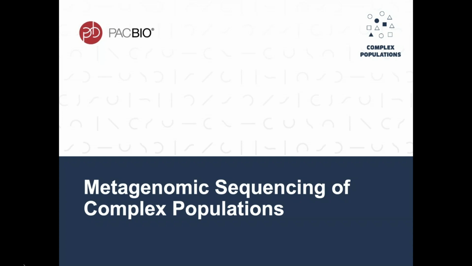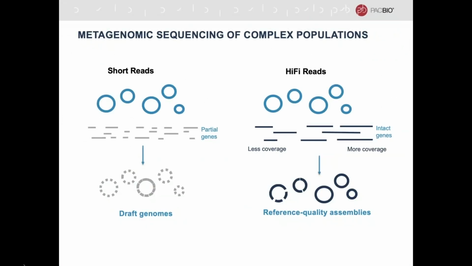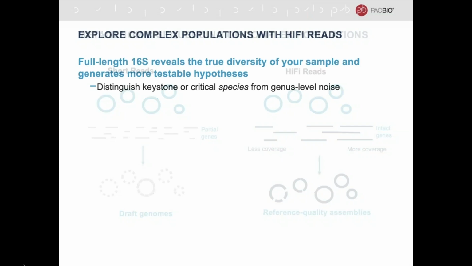So metagenome space, this is another application that really benefits from the HiFi reads. And we actually have 3 options for you, but when you look at this from short read versus HiFi reads in metagenome, with the short reads, you're only going to be getting partial genes, and so your genomes are going to be very incomplete. With HiFi reads, since they're both long and highly accurate, and we're going to have multiple genes per read, we're going to be able to give you the best reference quality assemblies from that sequencing data.